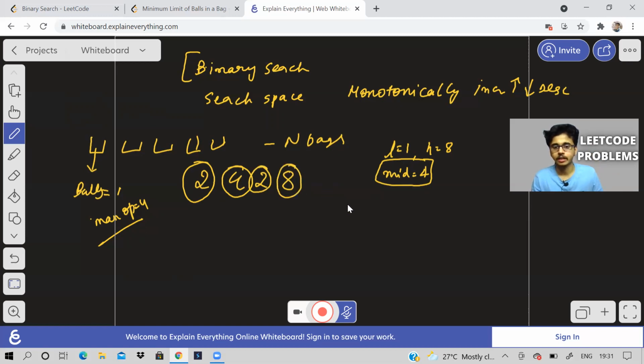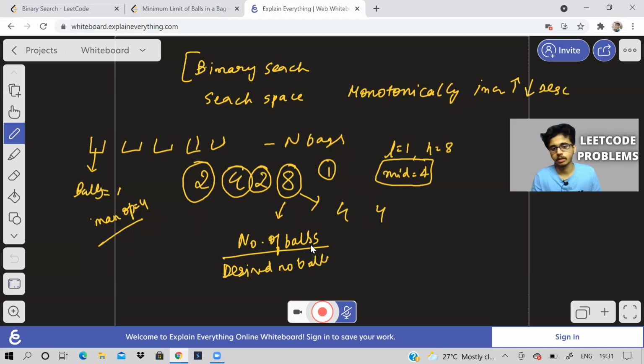But this is 8. So 8 I can split. How many operations do I need? If I split 8 like 4, 4, correct? Then it will be satisfied, right? So I need only one operation for this. How to calculate for each bag how many operations you need? That is simple. Number of balls divided by desired number of balls, and take the floor value.